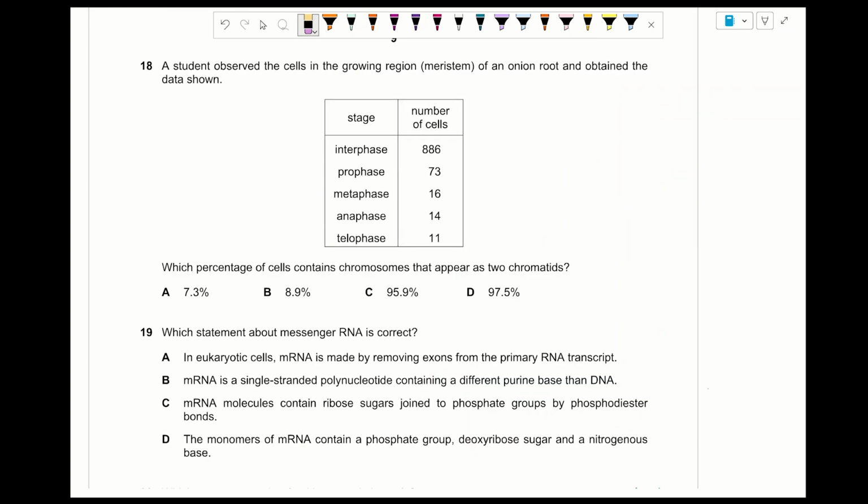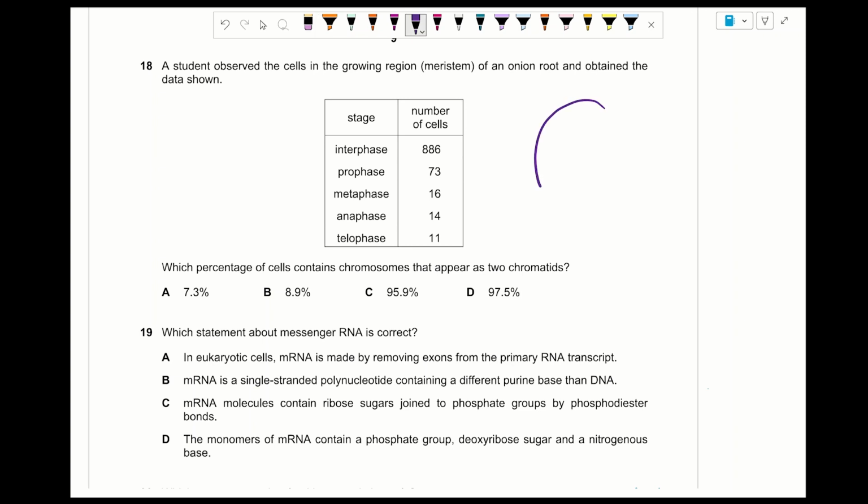Question number 18. A student observed these cells in a growing region, meristem, of an onion root and obtained the data shown. Which percentage of cells contains chromosomes that appear as two chromatids? Now, let's see the suggestions that we have here. We have interphase, prophase, metaphase, anaphase, and telophase.